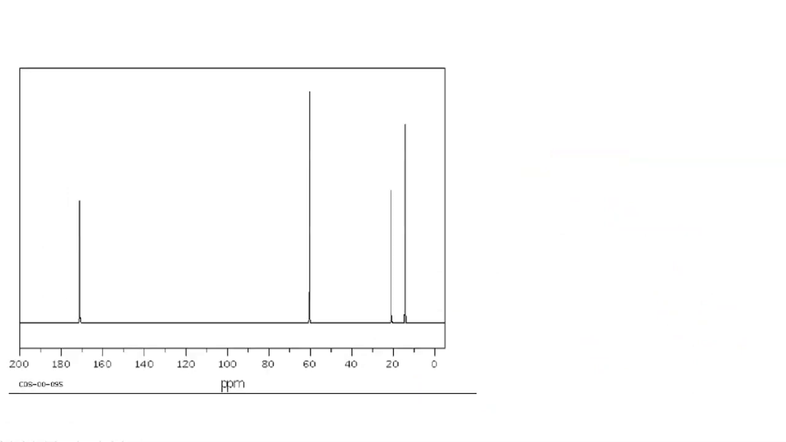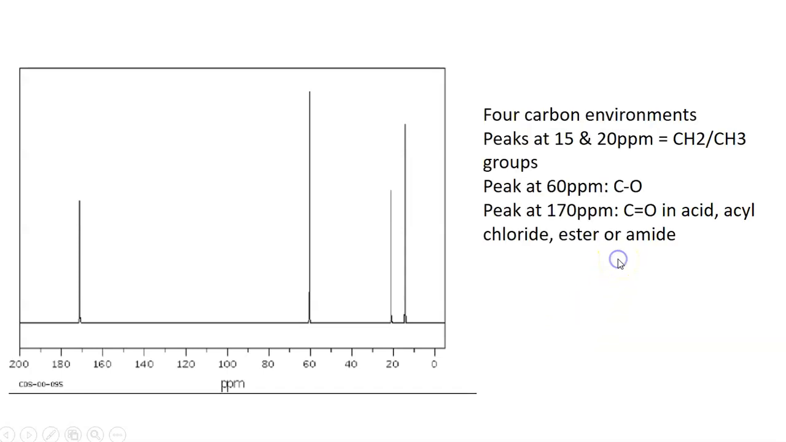Then we can look at the NMR. If I look at the NMR, I've got 1, 2, 3, 4 peaks. That's great. That means there must be 4 carbon environments in my molecule, which is a good starting point. And then I look at where those peaks are sitting. I've got one here at 170-ish, one at about 60, one at about 20, and one at about 15. So the peaks at 15 and 20 are likely to relate to CH2 or CH3 groups. The peak at 60 ppm is going to relate to a carbon bonded to an oxygen.